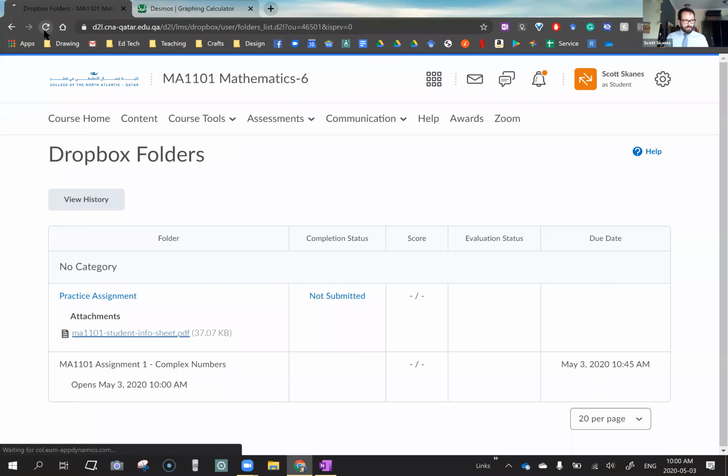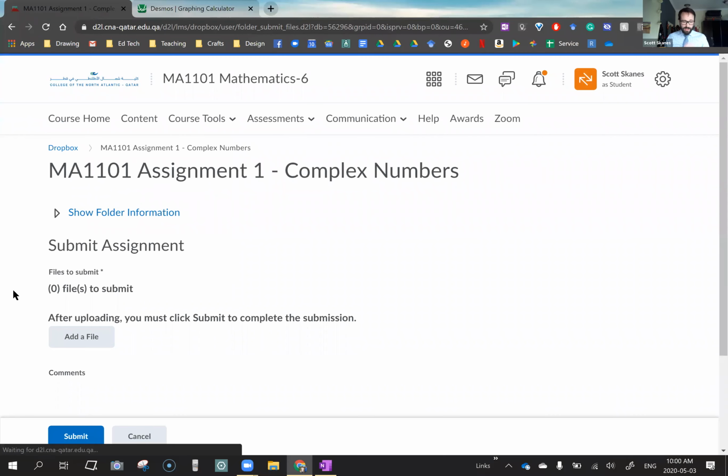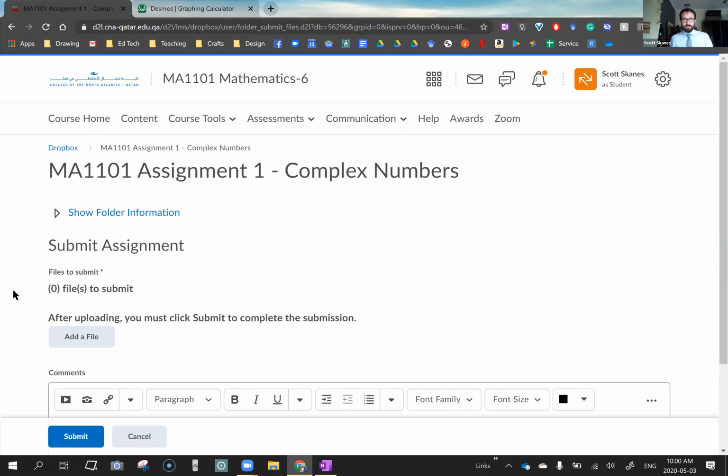So now it's 10 o'clock. This assignment should open, so it is. And good luck. I'm actually going to keep this Zoom open in case you have questions, but go, do your thing. Come on, go, go, go.